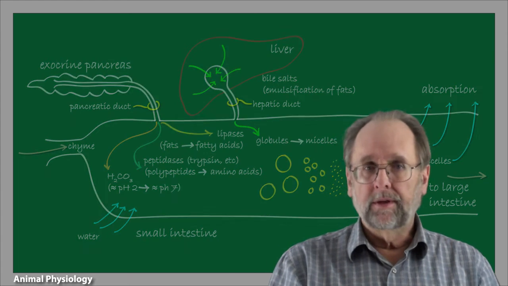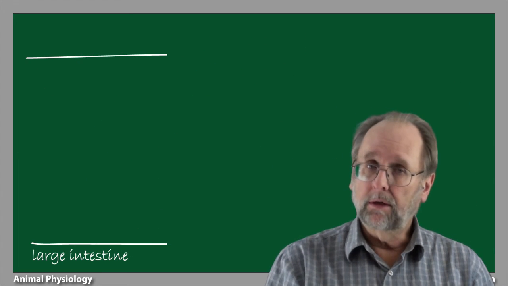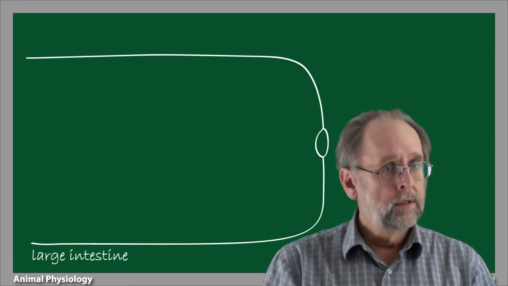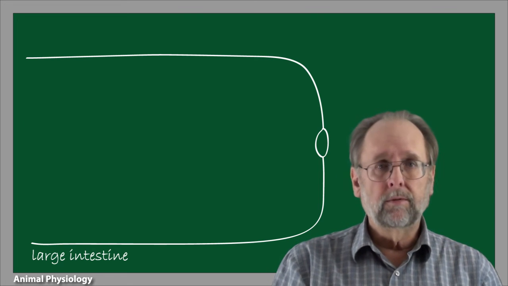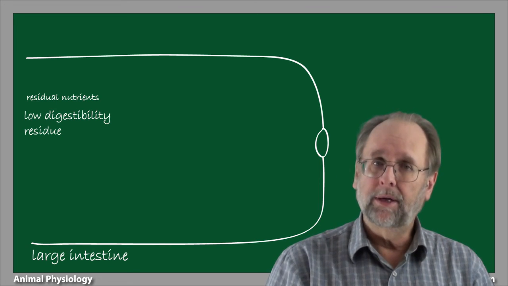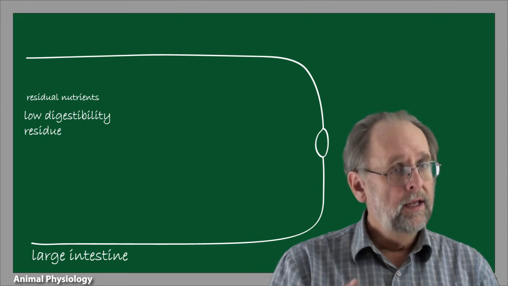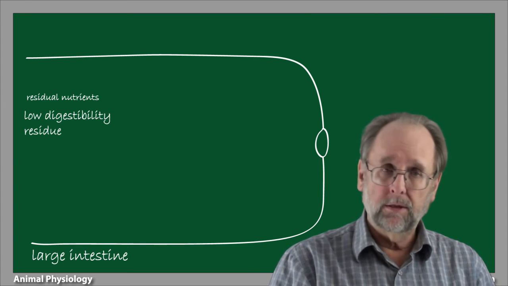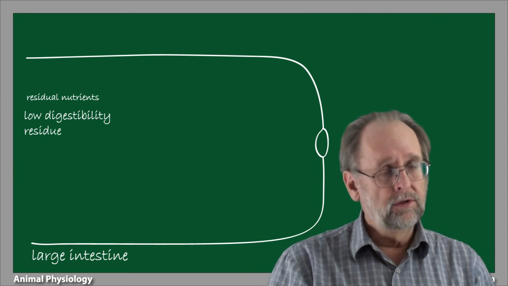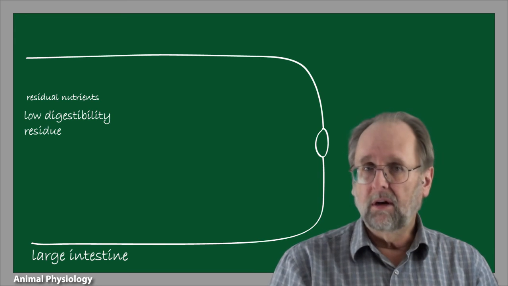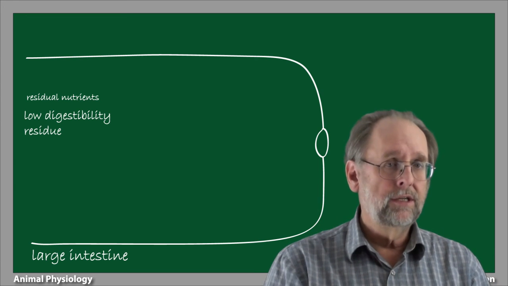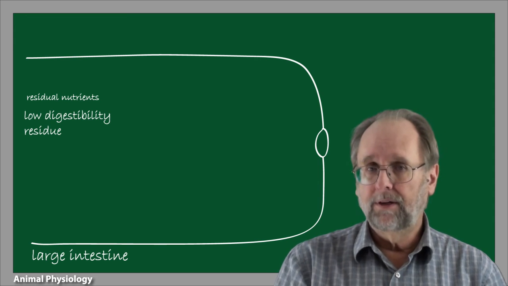The next segment of the digestive tract is the large intestine, or colon. What comes in here is a combination of the residual nutrients that have not yet been absorbed in the small intestine and a mass of low digestibility residue, which can include things like dietary fiber, roughage, and other things that digestion in the stomach and intestine have failed to break down.